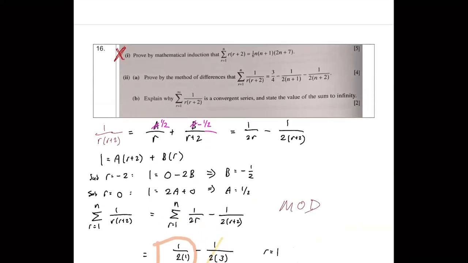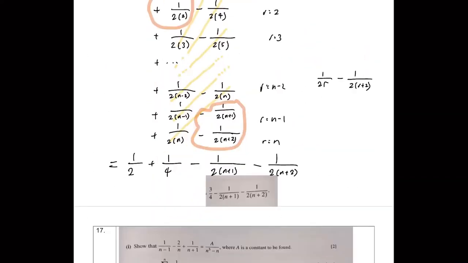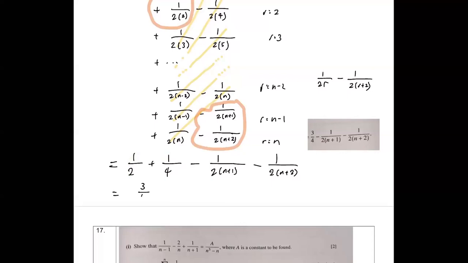Let's see. Show by method of difference that you will get this: 3/4 minus 1 over 2n plus 1 minus 1 over 2n plus 2. Are we there yet? Almost. Half plus 1/4 is 3/4. The other 2 fractions, is it the same? Yes, it's the same. So we are done. We are finally done. Proven by method of difference.